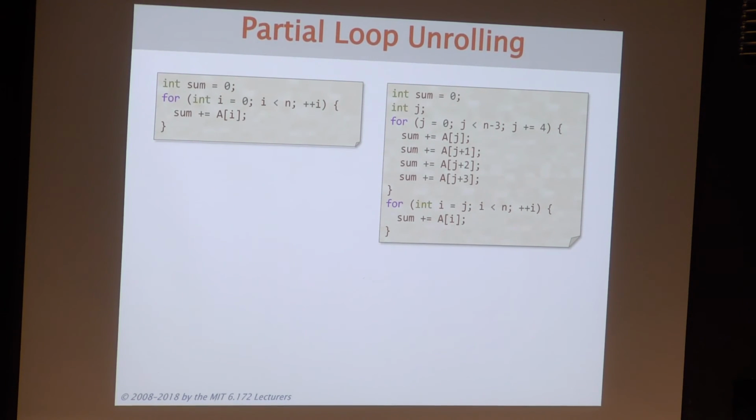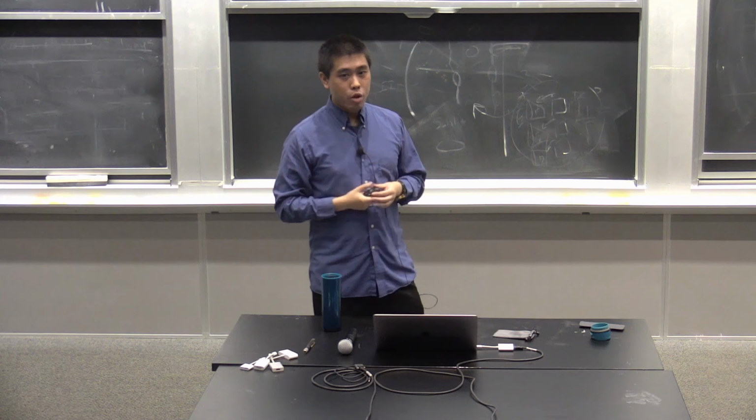And then since n might not necessarily be divisible by 4, I have to deal with the remaining elements, and this is what the second for loop is doing here. It's just dealing with the remaining elements. And this is the more common form of loop unrolling.